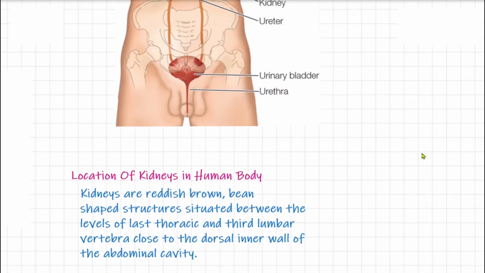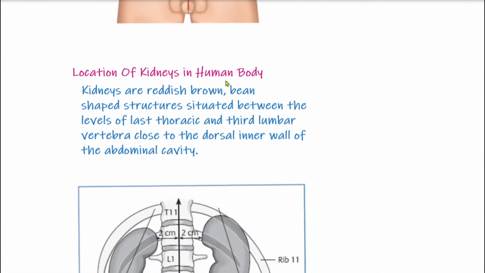Now next we will study the location of the kidneys in the human body. Where are these located? Kidneys are reddish brown, bean shaped structures situated between the levels of the last thoracic and third lumbar vertebra, close to the dorsal inner wall of the abdominal cavity. First, students, kidneys are reddish brown in color and their shape is bean shaped.